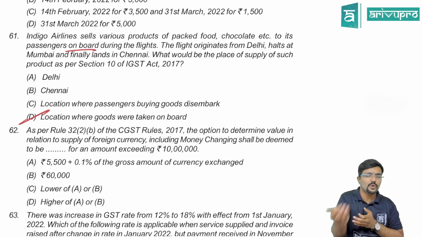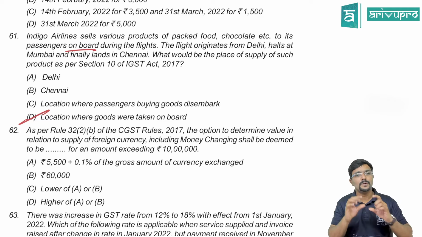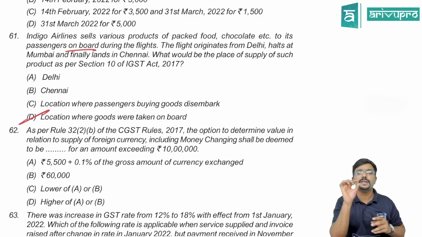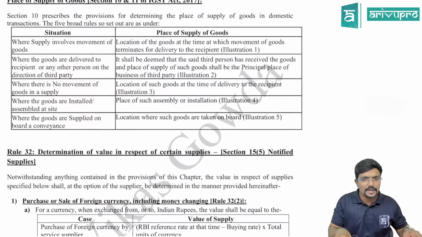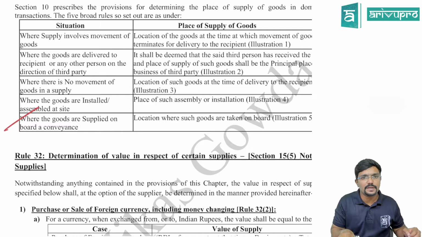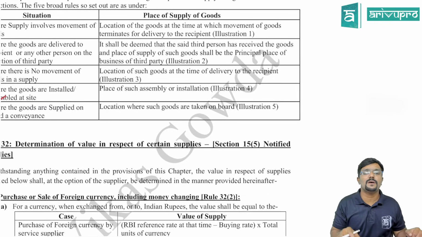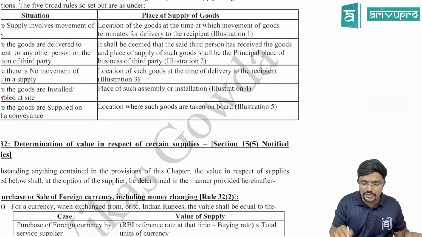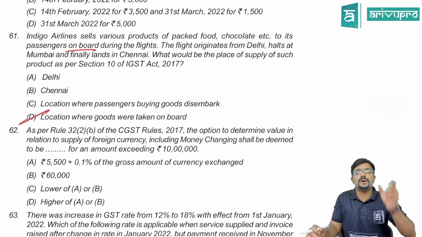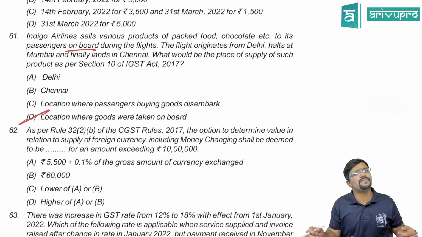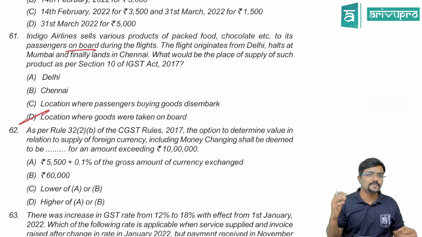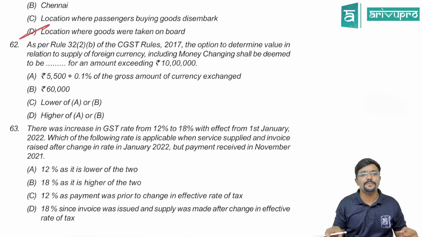So the goods might be taken on board in Delhi, but we are not sure as the question is not specific about it. As per the place of supply provision, they have clearly given location where the goods were taken on board, and it is there as one of the options. Better to choose that. Under place of supply provision, where goods are supplied on board a conveyance, the place is the location where such goods are taken on board. Clear? And if the question clearly specifies the goods were taken on board at Delhi, then the answer will be straight away Delhi. Fine, we'll move on.